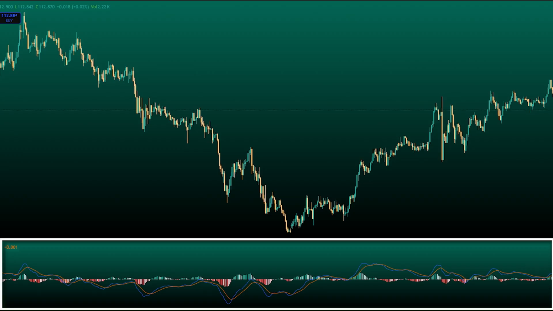You will see three things: the MACD line, the signal line, and the histogram. When the MACD line crosses above the signal line, it's a bullish signal. When it crosses below, it's a bearish signal.